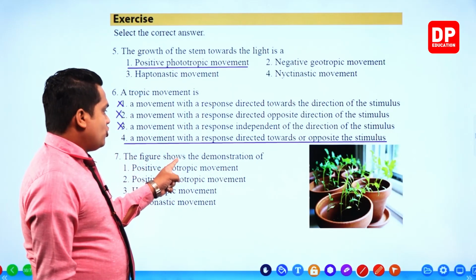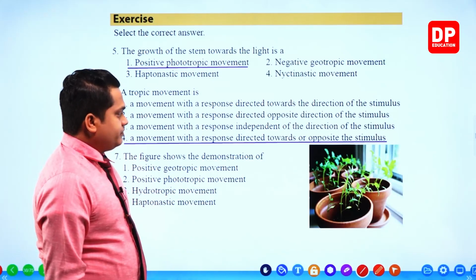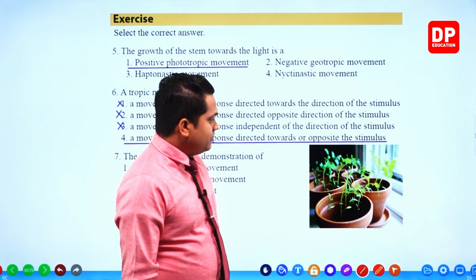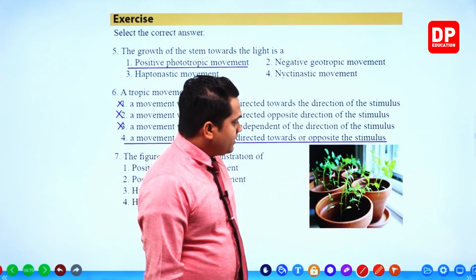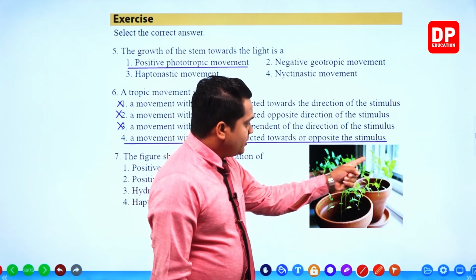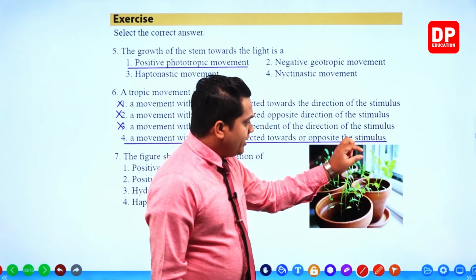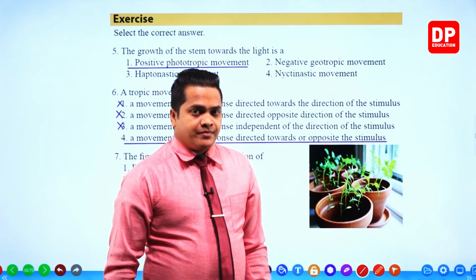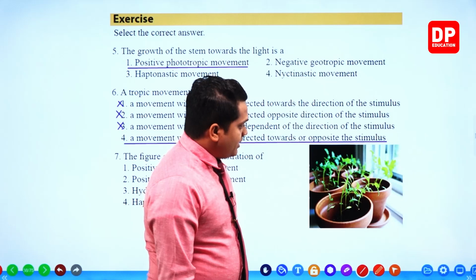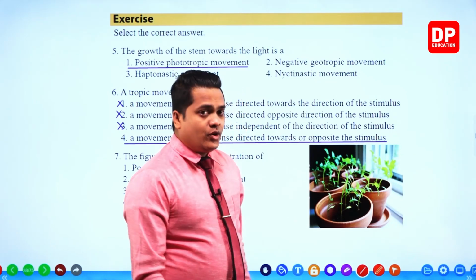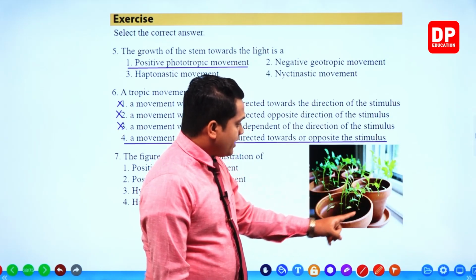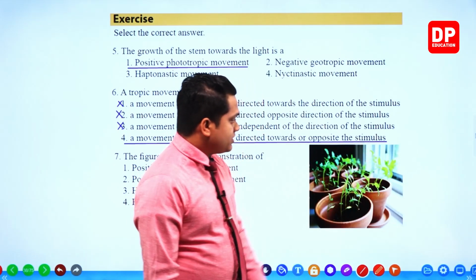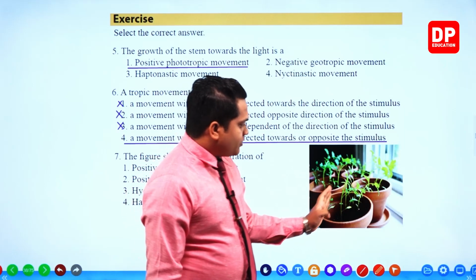The figure shows the demonstration of. So here you can observe several plantlets. As you can see, the shoots of the plantlets are growing towards the light, my dear children. It's very simple to see this, right? The shoots are growing towards the light. It's also been bent.